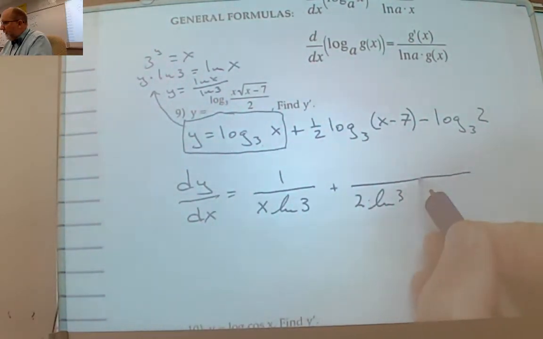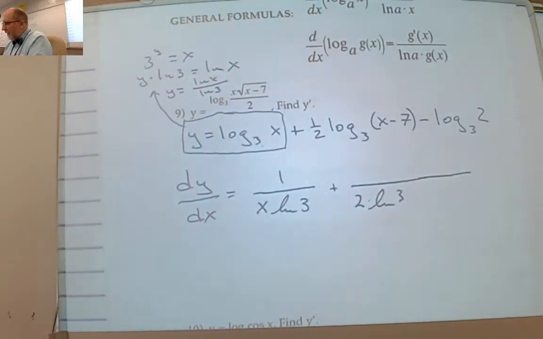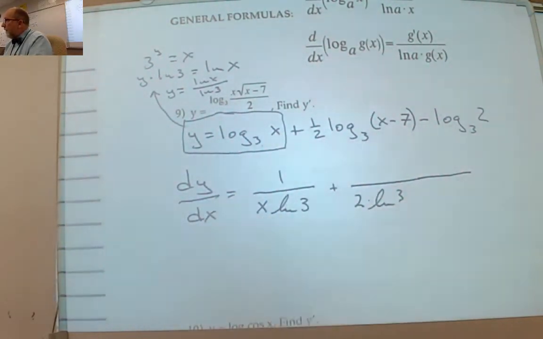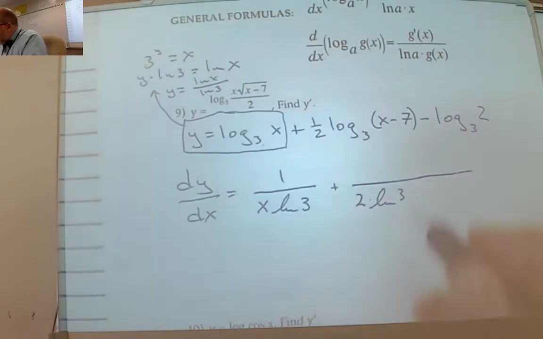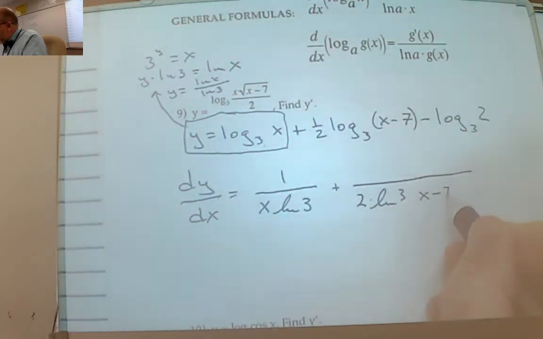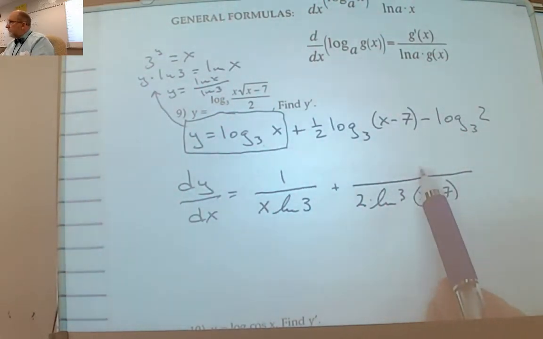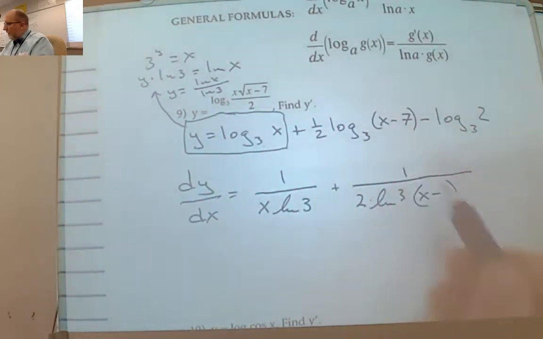I gotta make it a little bit longer. What else? The x is here. It's down on the bottom, right? x minus 7's on the bottom. Would you agree? What's this up here? 1, because the derivative of x minus 7 is 1. Okay?